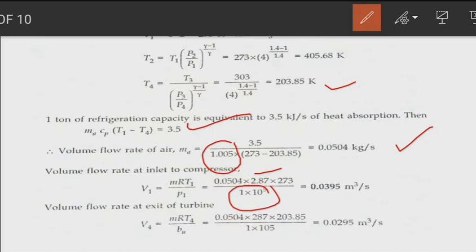കംപ്രസറിൻ്റെ ഇൻലെറ്റിലേക്ക് വരുന്നത് 1 ആണ്. അതുപോലെ ടർബൈൻ എക്സിറ്റ് 4th സ്റ്റേജ് ആണ്. സോ V4 കണ്ടുപിടിക്കണമെങ്കിൽ M ഇൻറ്റു R ഇൻറ്റു T4 ഡിവൈഡഡ് ബൈ P4. So that is equal to 0.0504 ഇൻറ്റു 287 ഇൻറ്റു T4, T4 എന്ന് പറയുന്നത് 203.85, ഡിവൈഡഡ് ബൈ P4.